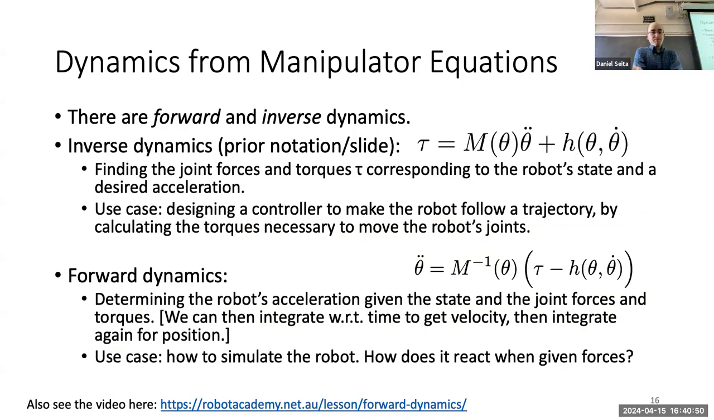The manipulator equation helps to characterize the equation of motion. But there are also two different ways that you can view that type of equation, with terms that are called forward and inverse dynamics. Not to be confused with forward or inverse kinematics, which, I guess, are very closely related to each other.